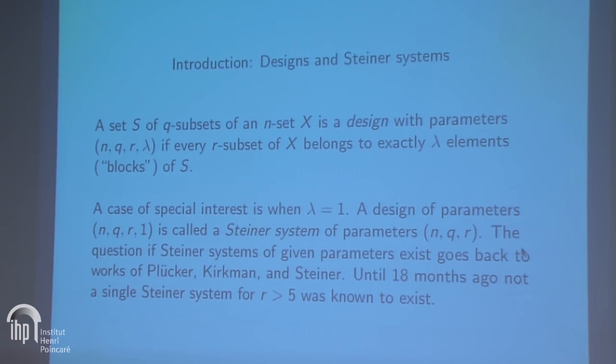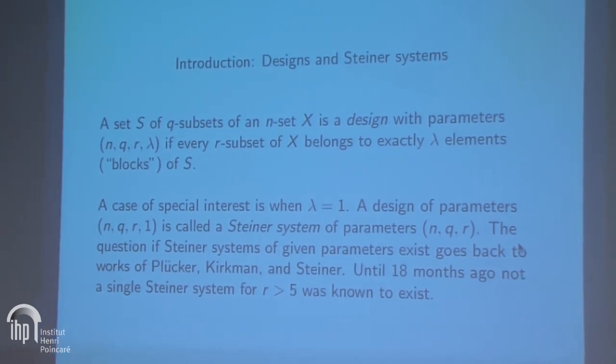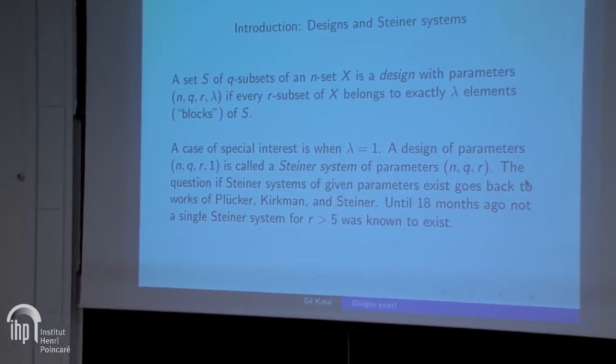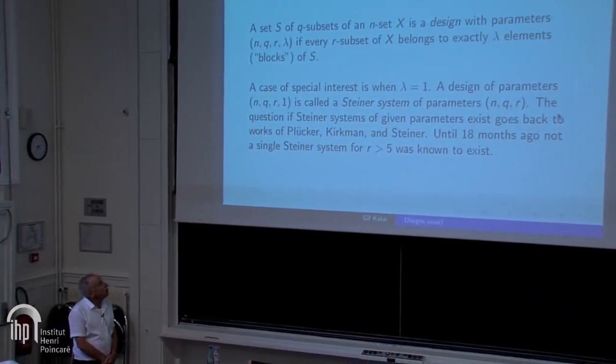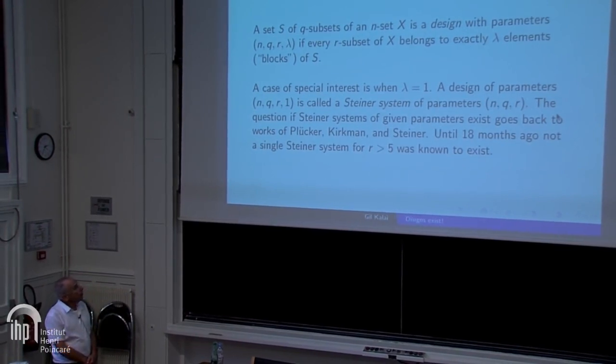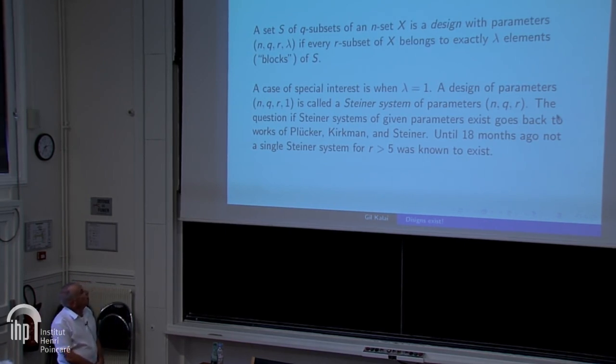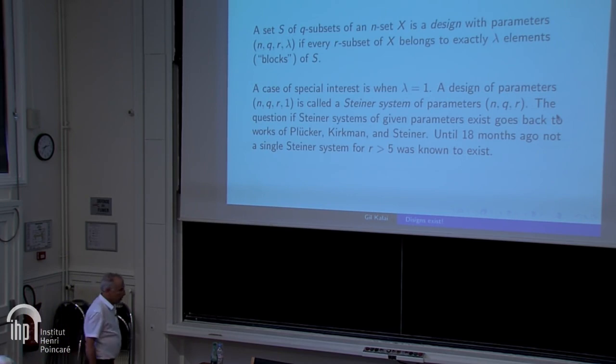In this case, every set of size r belongs to a single set of size q. And then a design is called a Steiner system, and then the parameters are n, q, and r. The question of whether Steiner systems of given parameters exist goes back to works from the 19th century by Plücker, perhaps mainly Kirkman and Steiner. And until 18 months ago, there was not a single example of a Steiner system for r greater than 5. So we didn't have any single example of a Steiner system for r greater than 5.